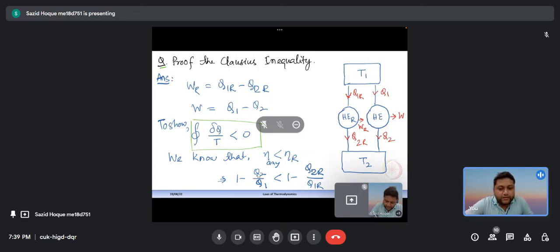We know already, we have seen that eta R, the efficiency of a reversible heat engine, is the highest, maximum compared to any heat engine. So we can simply use the formula 1 minus Q2 by Q1, that is the heat released by the heat that is input to the engine, and similarly this is in terms of the reversible heat engine. This one we can write in terms of absolute temperature for a reversible heat engine, in terms of the temperature T2 by T1.